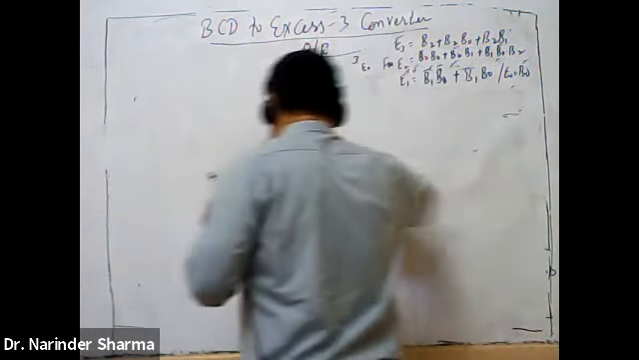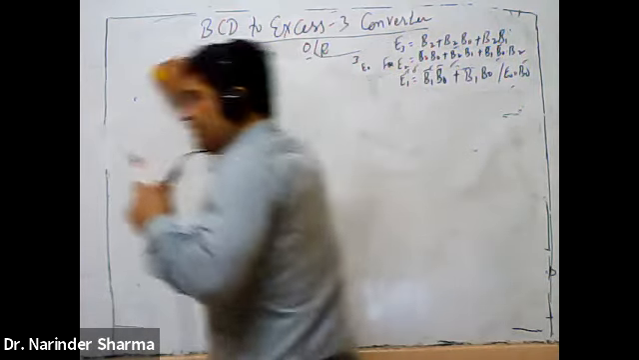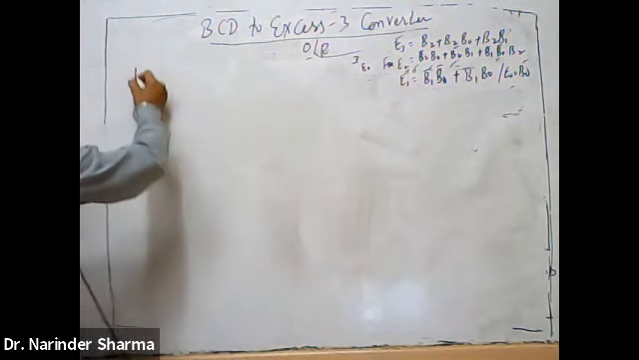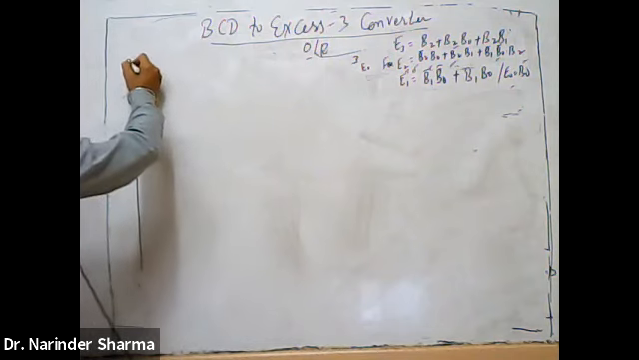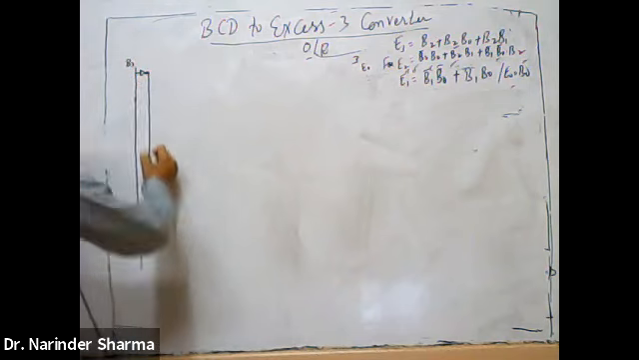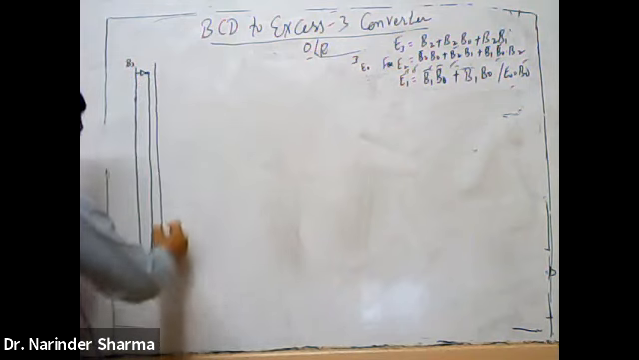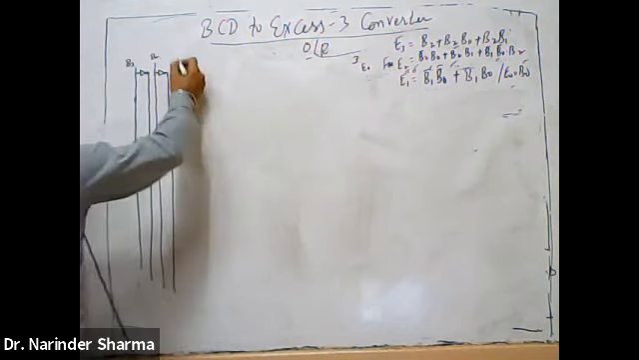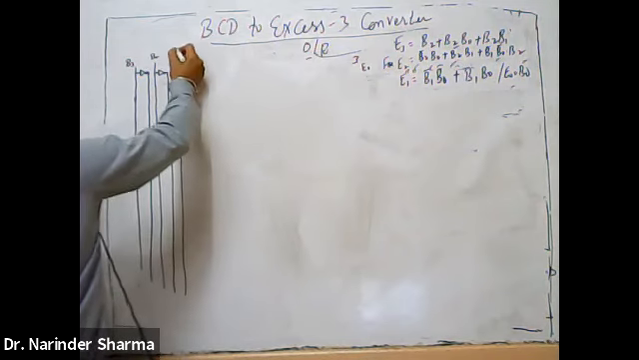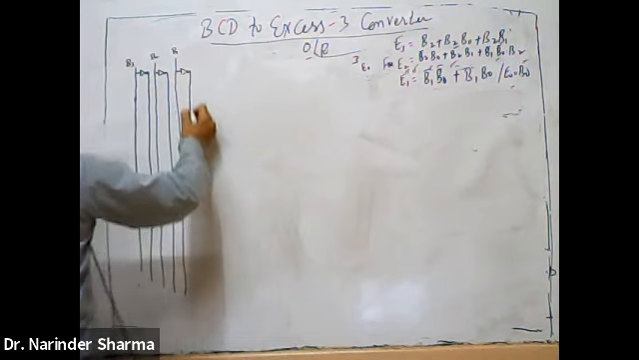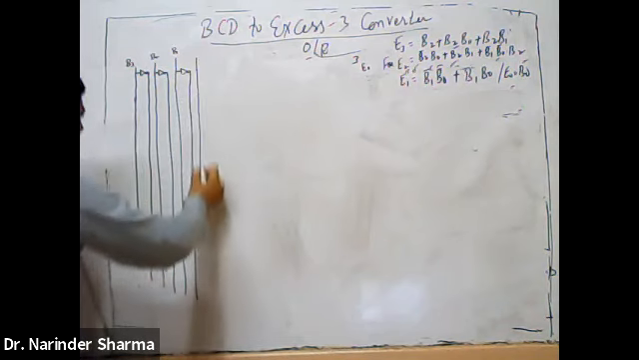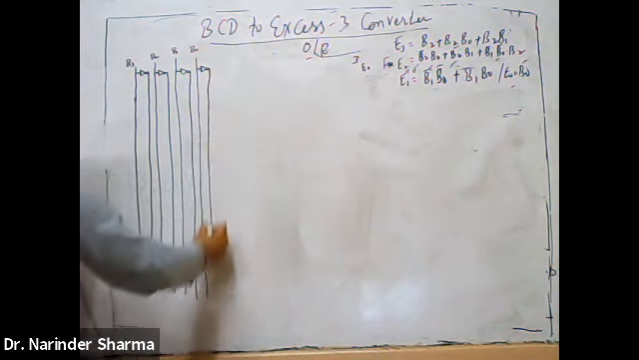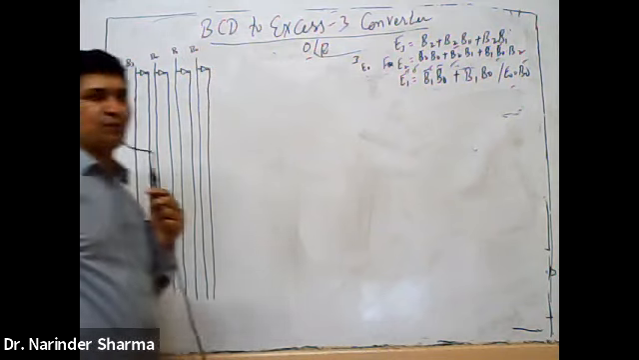Expression has been derived. After deriving the expressions, we have to design the circuits. Four inputs are there, B3, B2, B1, B0. B3, not gate, that would be B3 bar. B2, not gate, that would be B2 bar. B1, not gate, B1 bar. B0, not gate, B0 bar.